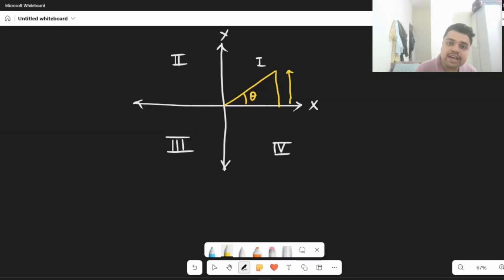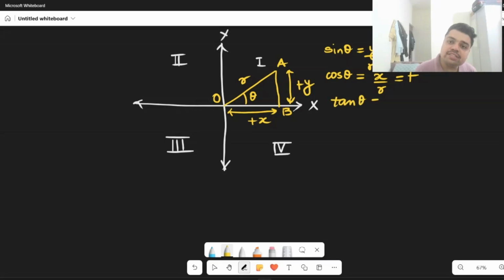Tell me, this y is positive y and this is positive x, right? So what is sine theta in this case? Let's say this is R also. This is center O, this is A, this is B. So sine theta will be perpendicular by hypotenuse. So can I say y by r, which is positive? What is cos theta in this case? Cos is base by hypotenuse, so x by r, again positive. Tangent is perpendicular upon base, right? So y by x, which is again positive.